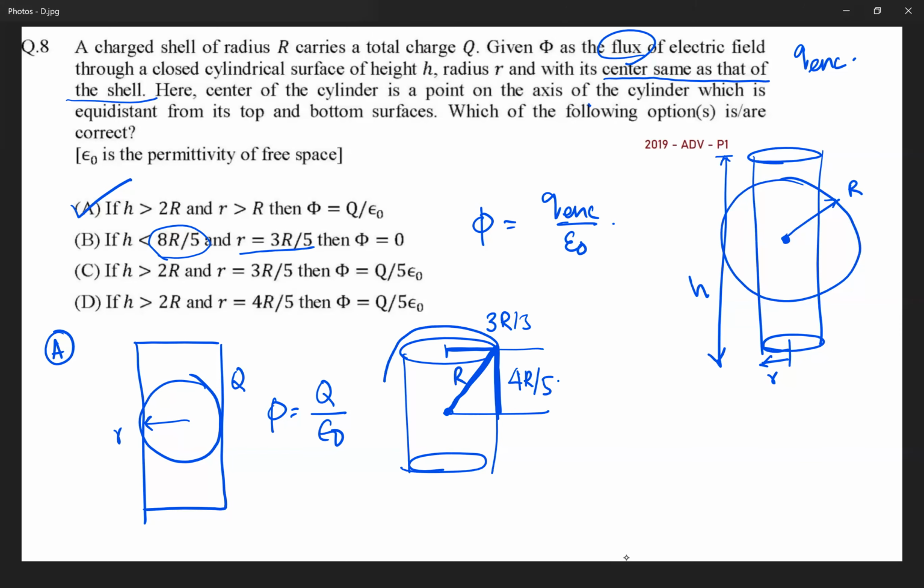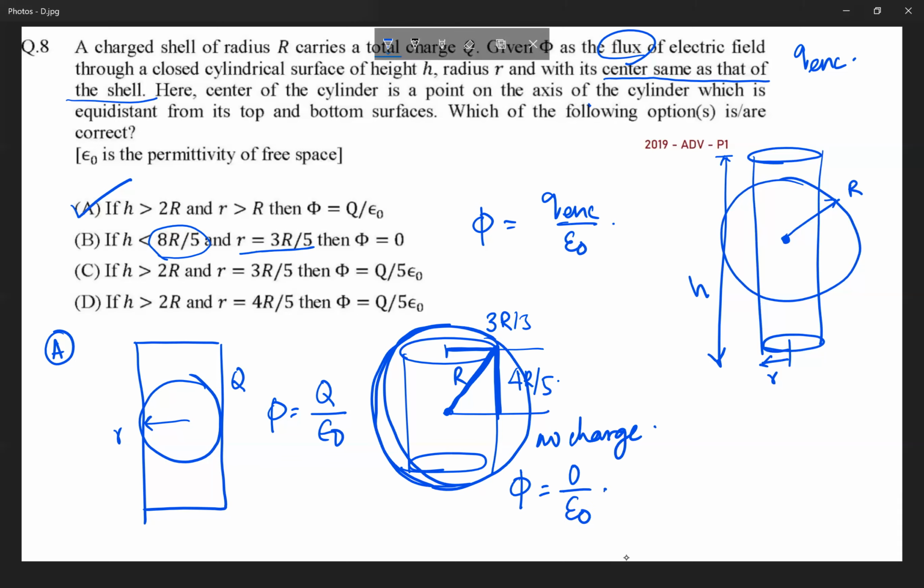So the cylinder is entirely enclosed by the sphere in which it is present. The sphere is entirely outside the cylinder. So there is no charge inside the cylinder. Rather, the cylinder is inside the charge. So the enclosed charge is equal to 0. The flux is equal to 0 divided by epsilon 0, which is just 0. So B option is correct.